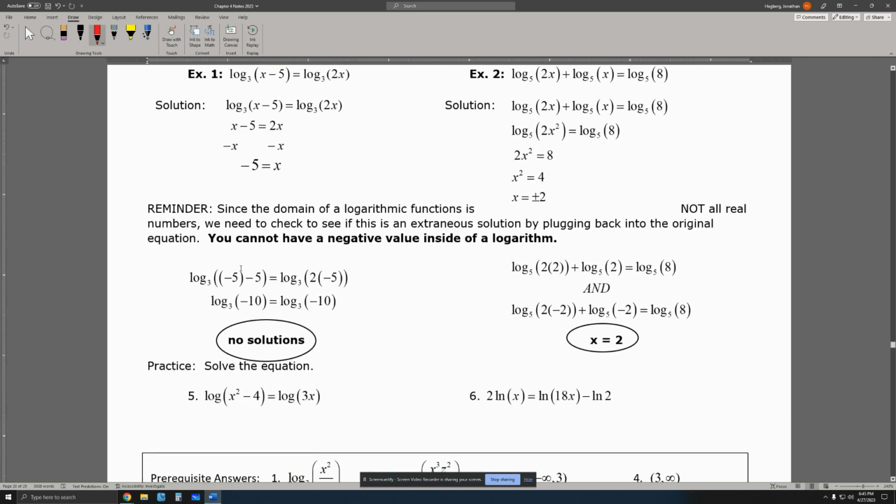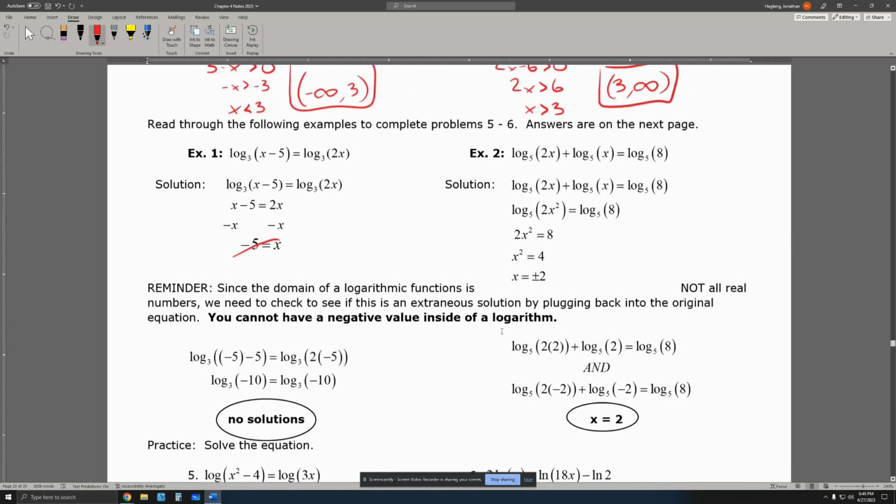And so what we can do is plug in negative 5 and see that the arguments of the log here would become negative 10. Because negative 10 is not positive, it's not greater than 0, we have no solution. So we eliminate this solution. This would be what's called an extraneous solution.